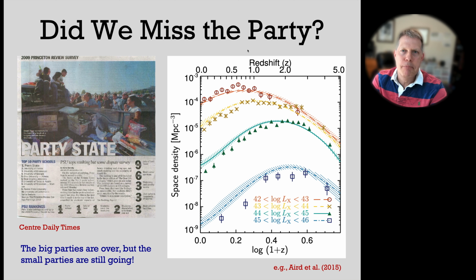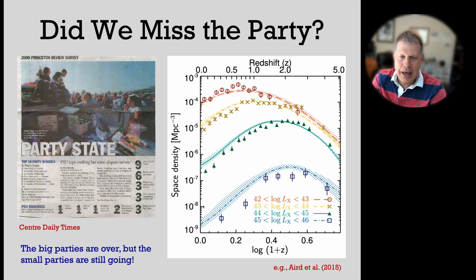Okay, so now we can return to this very important question for the Penn State students of whether we've missed the party. And again, this plot kind of tells the story. The really big parties here at Penn State, we sometimes have so-called tailgating parties before the football games where tens of thousands of people gather and party outside the football stadium. And that might correspond to these very luminous systems here. Well, the tailgating parties, well, they're over by redshift 0. We missed the tailgating for sure.